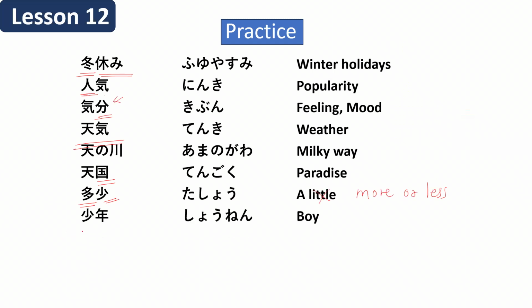Shonen is a boy. This is kanji of toshi, year. It is exceptionally used here. Shoujo. This is kanji of onna, woman, girl. Shoujo, girl.